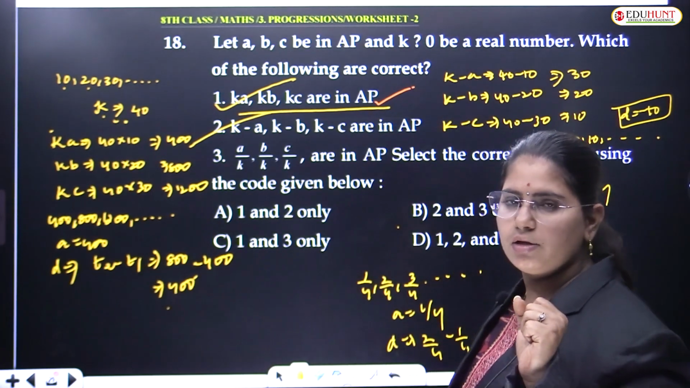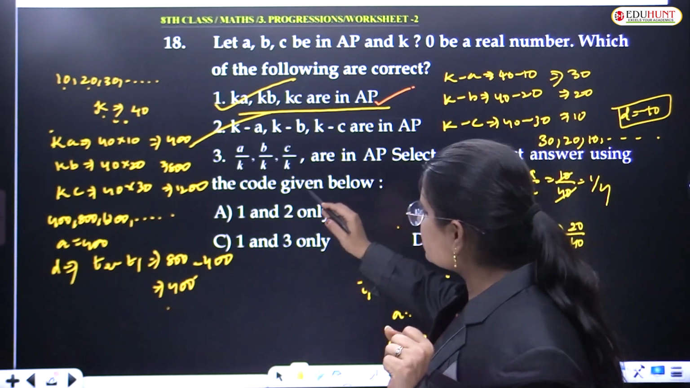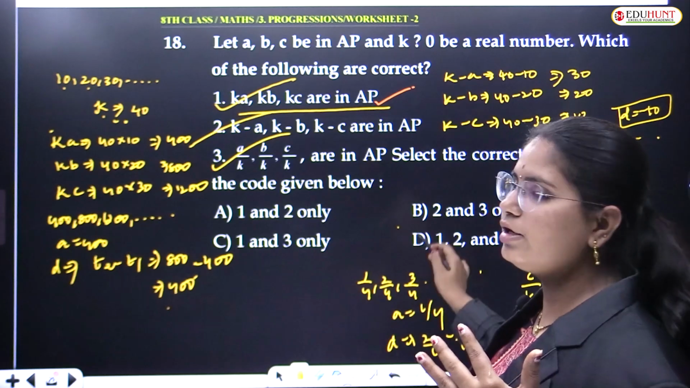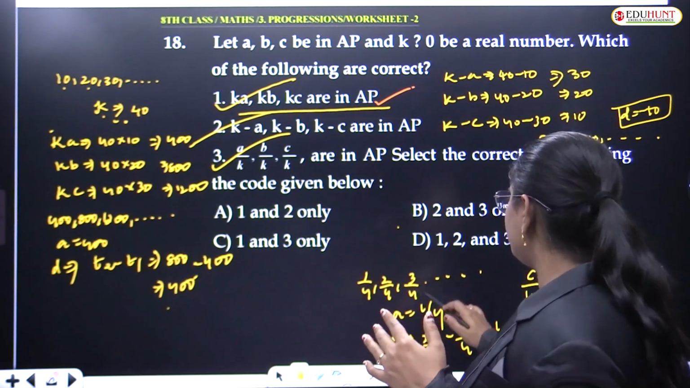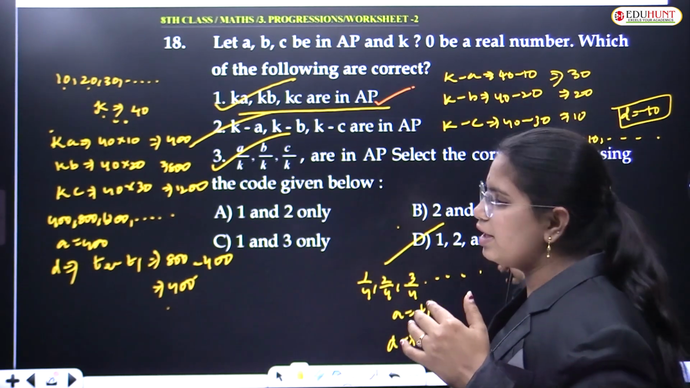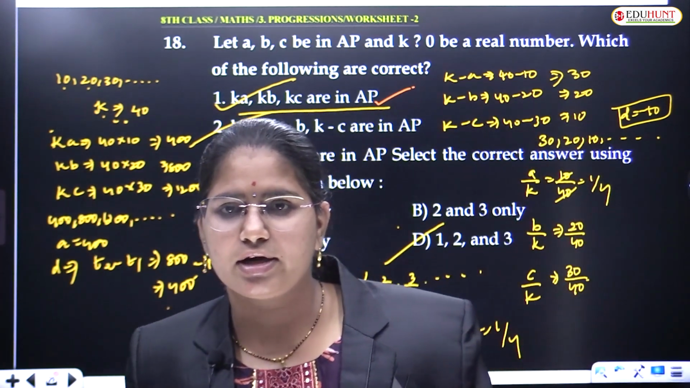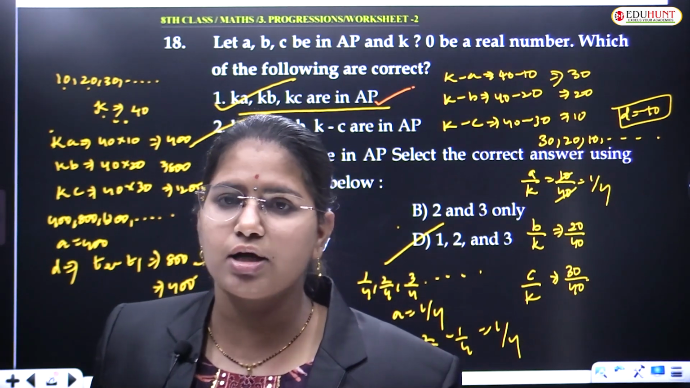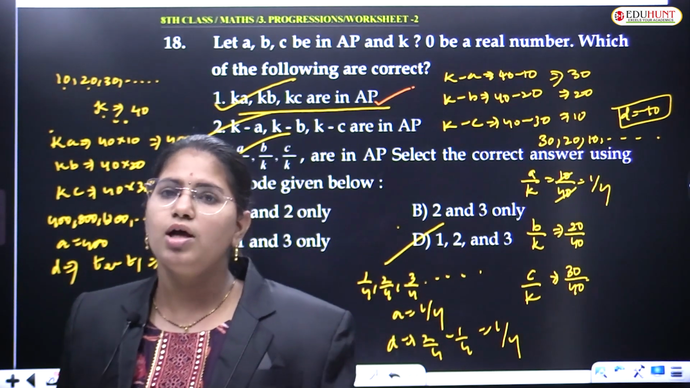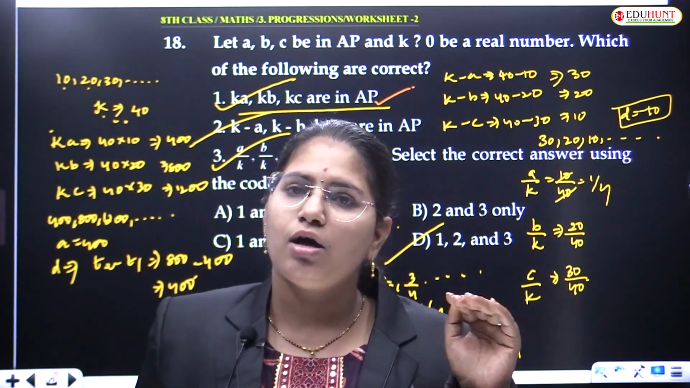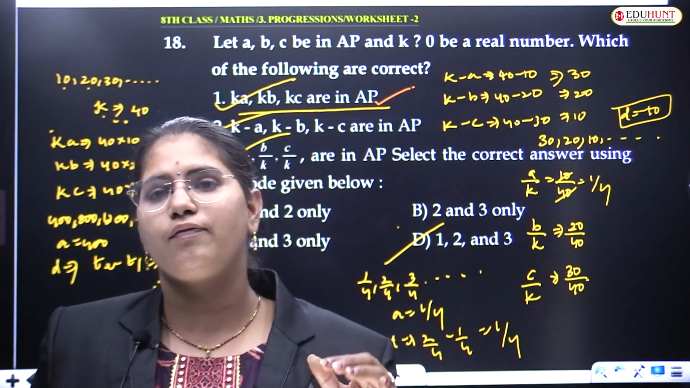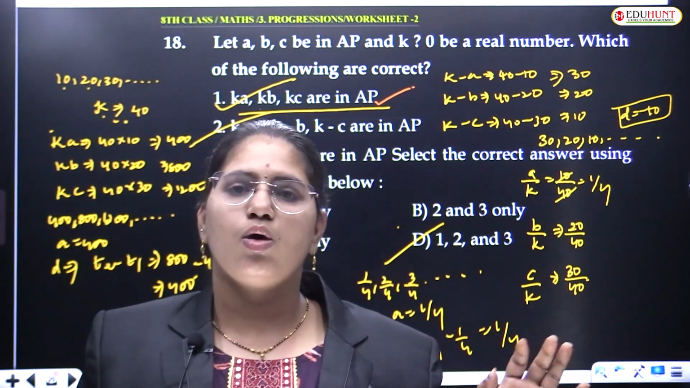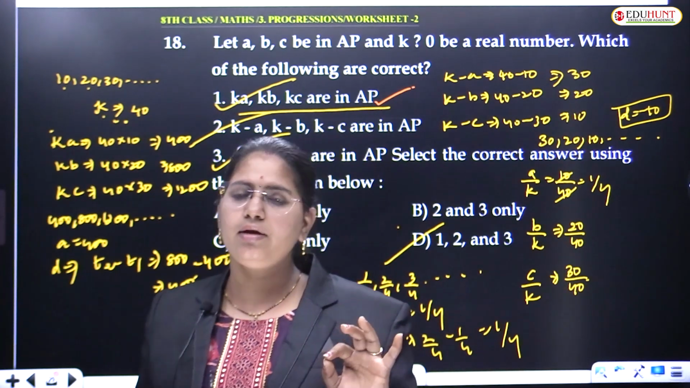Did you understand? Yes or no? So that means option 3 is also correct. The terms of the third one are also becoming an AP. So that means option D will be our answer. 1, 2 and 3, all three options are correct. From this, we can also conclude that if A, B, C are terms of an AP, then if I take any real number and add, subtract, divide or multiply, it doesn't matter, those terms are always in an AP.